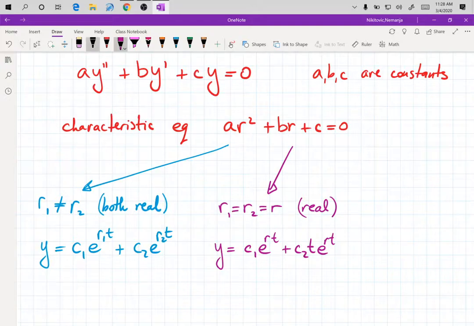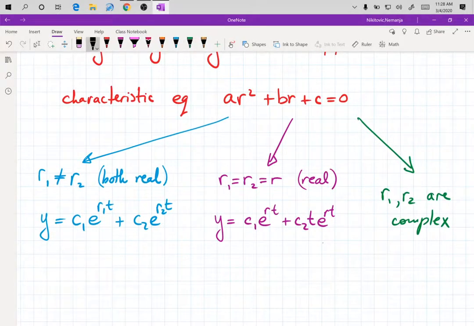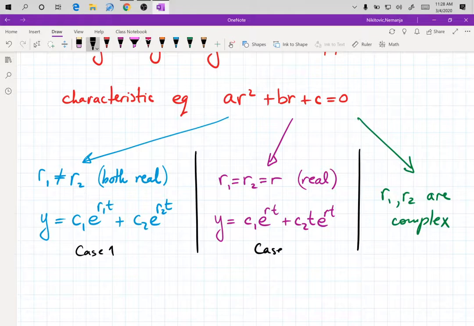The case we are discovering today, and I am going to leave this blank and fill it in later, is going to be the case, I'll go green over here, where r1, r2 are complex. So this is what I need to cover today. So we have the 3 possibilities. I will put the barriers there. We can call this case 1, case 2, case 3.